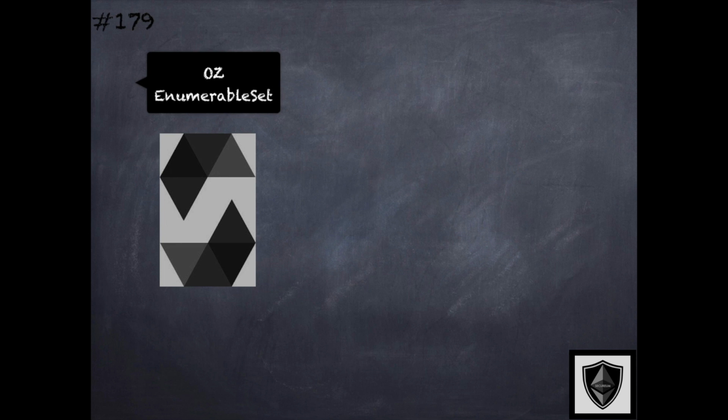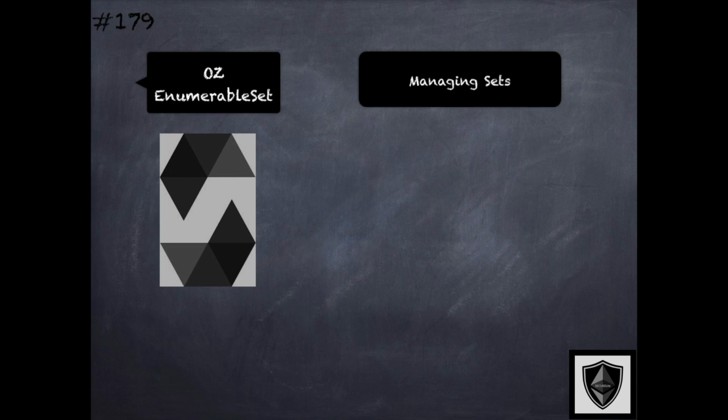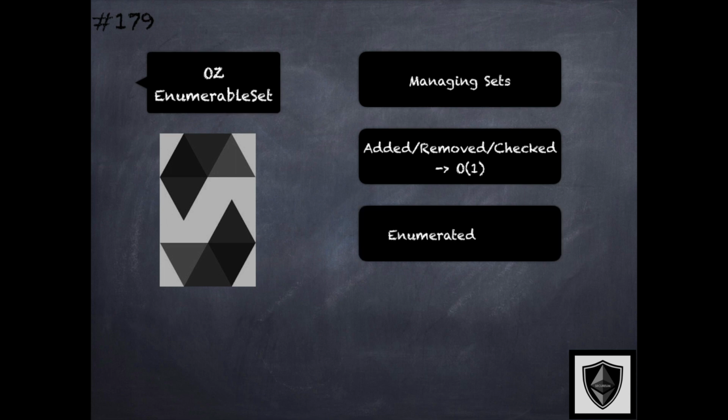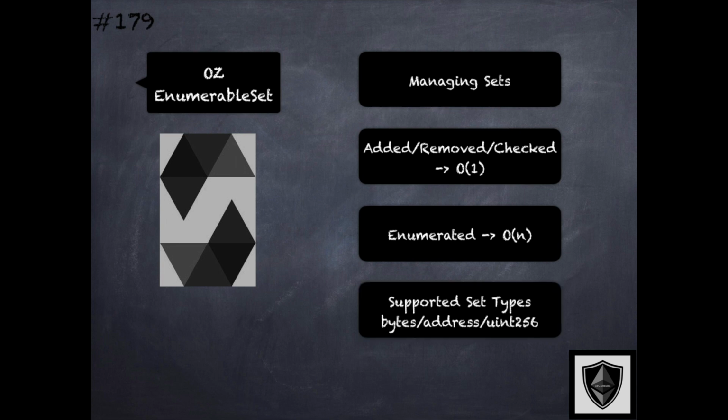The EnumerableSet library allows the developers to use enumerable sets. There are various functions that are provided to manage the sets. Adding and removing entries to the set and checking entries for existence again can be done in order of one time, that's constant time. Enumerating them can be done in order of n time. And as of the latest version, the only supported set types are those that contain bytes, addresses, or uint256.